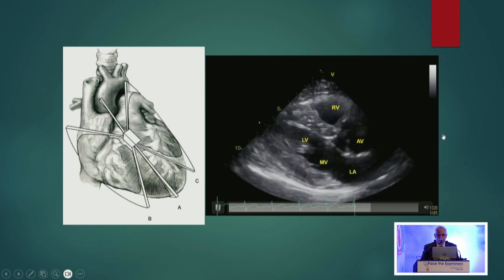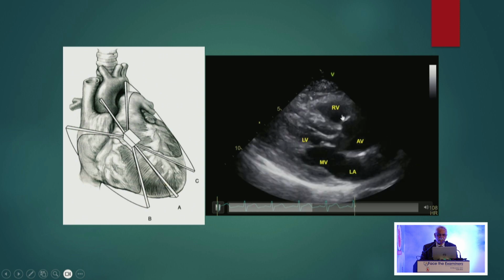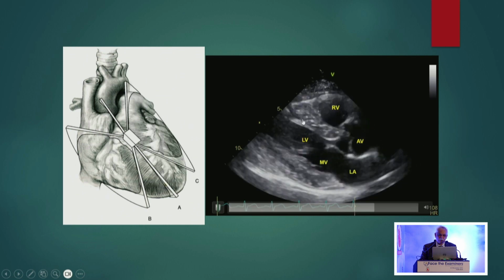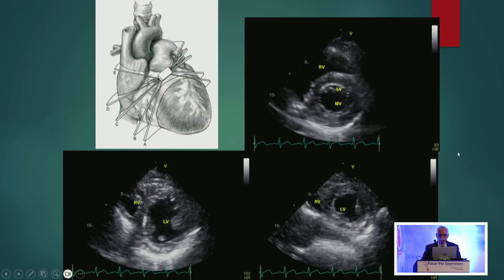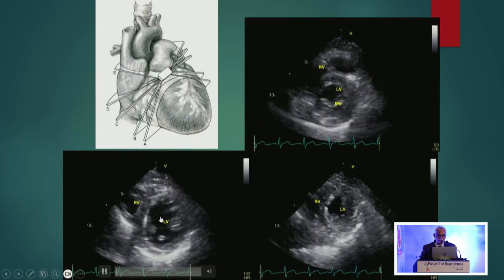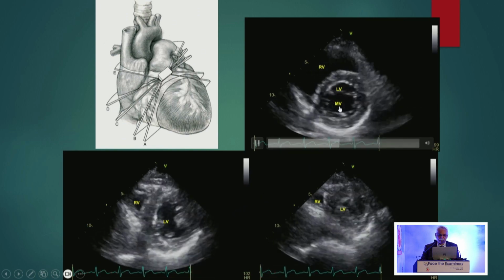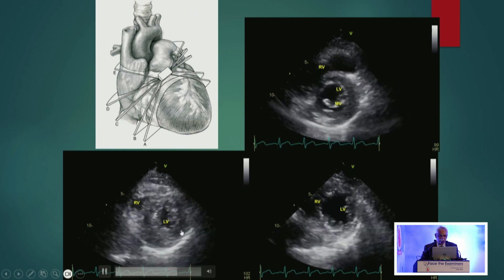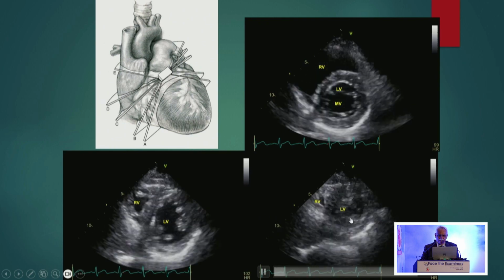But regional function is better assessed by the two-dimensional echocardiogram. This is done from various views. The most important view is the parasternal long axis view, from which we start. Hope you remember all the chambers shown in the diagram. And we have two important sets of views, the short axis views: a short axis view at the level of the mitral valve, at the level of the papillary muscle, and at the level of the apex.